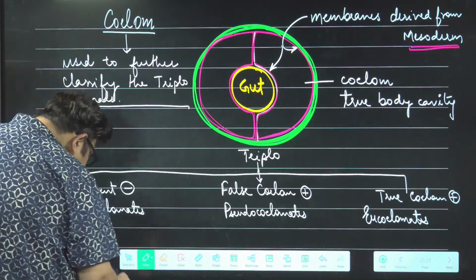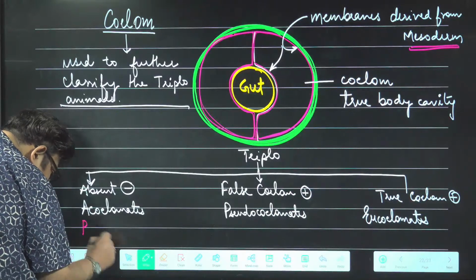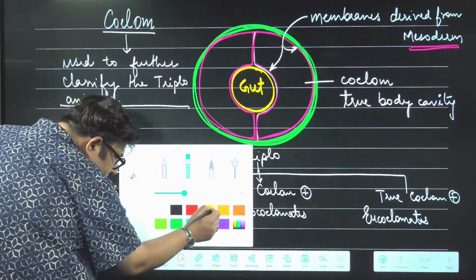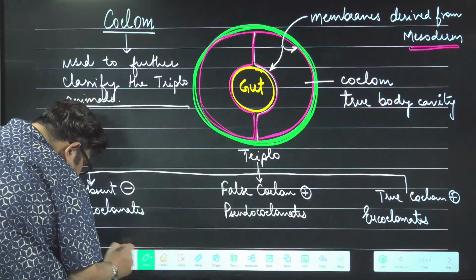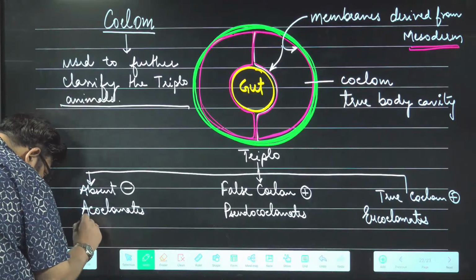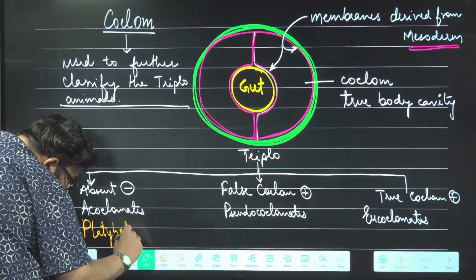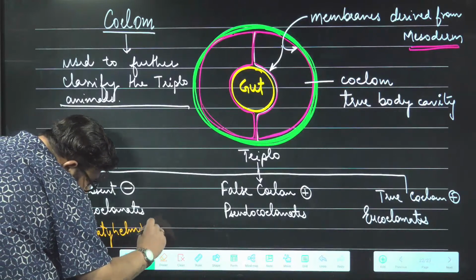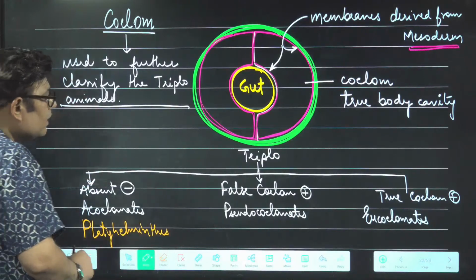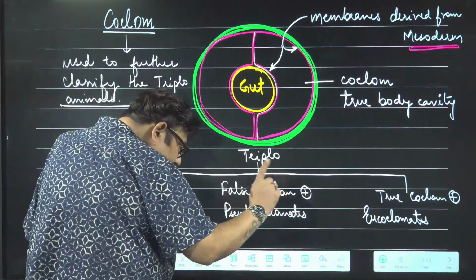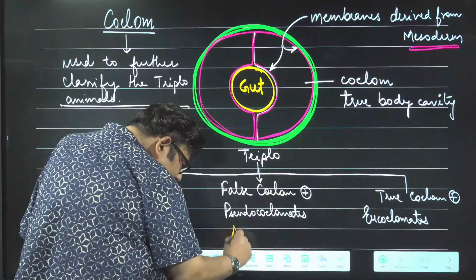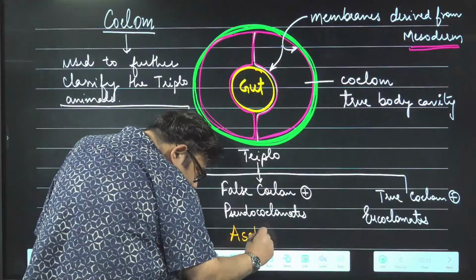Examples: the acoelomate phylum is Platyhelminthes. Platyhelminthes is the acoelomate phylum. For the pseudocoelomate, only one phylum example you have to learn, that is Aschelminthes.